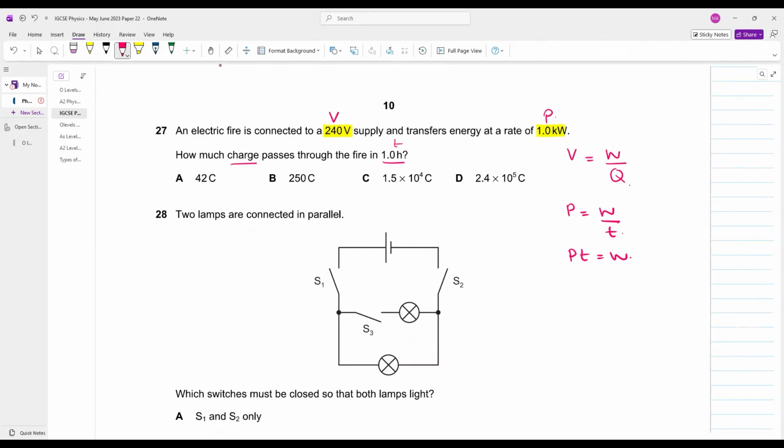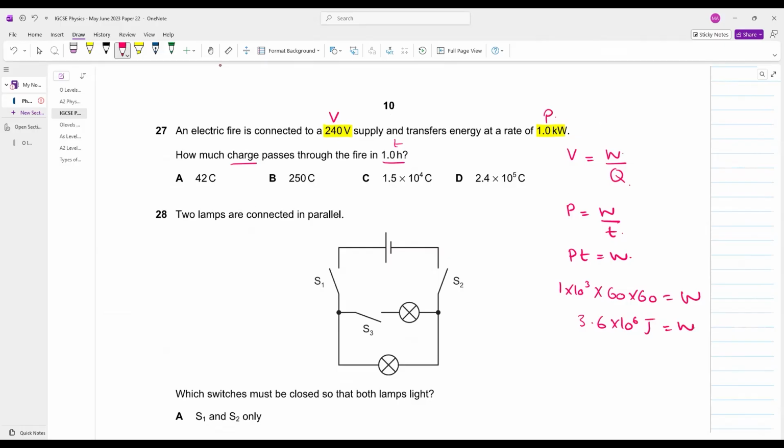पावर है यस 1 किलोवाट, 1 × 10³ watts. What is the time? 1 hour, that is 60 minutes in 1 hour, 60 seconds in each minute. What does your work done turn out to be? This equals to 3.6 × 10⁶ joules is your work done. Place your work done here.